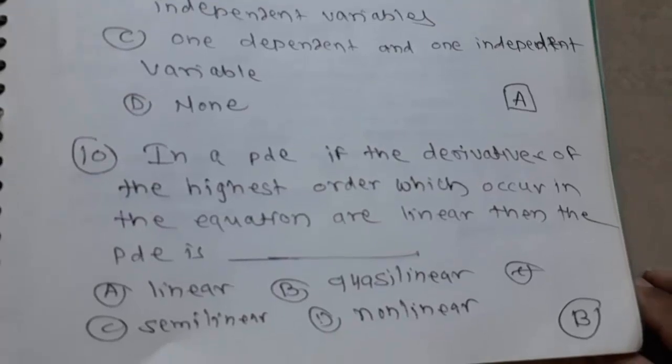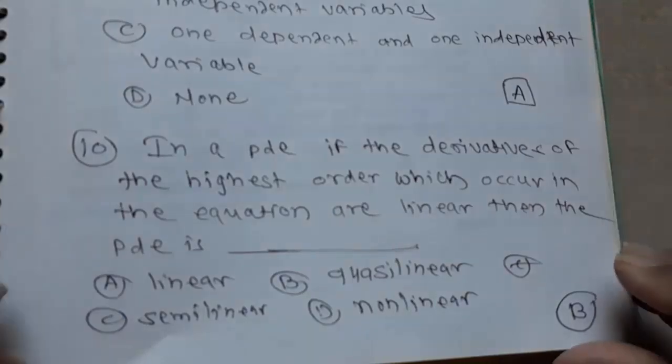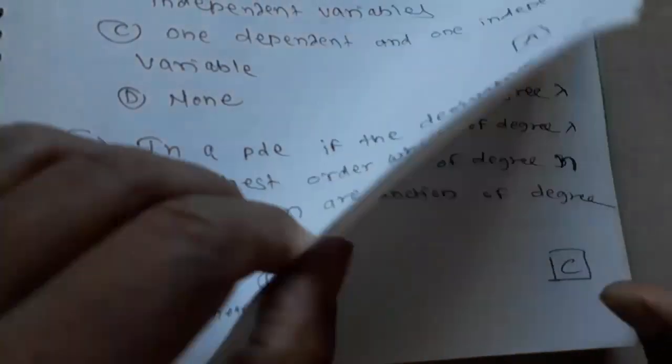In a PDE, if the derivatives of the highest order which occur in the equation are linear, then the PDE is called linear, quasi-linear, semi-linear, or non-linear. In this case, the PDE is called quasi-linear. Hence, the correct option is B.